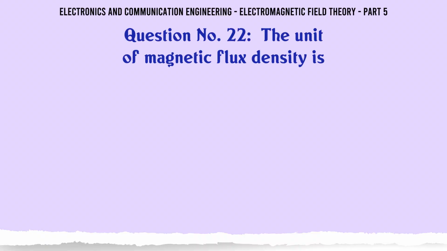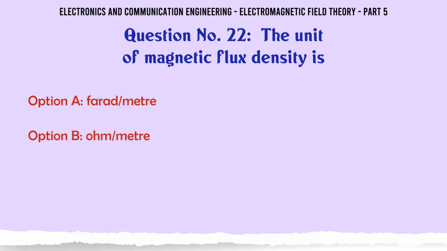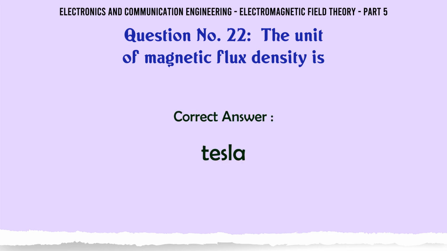The unit of magnetic flux density is A. Farad per meter. B. ohm meter. C. Tesla. D. ampere per meter. The correct answer is Tesla.